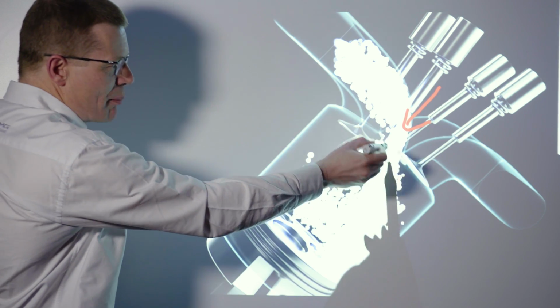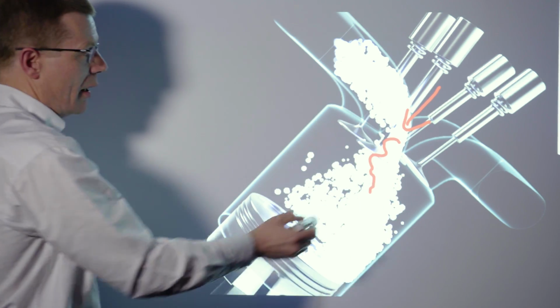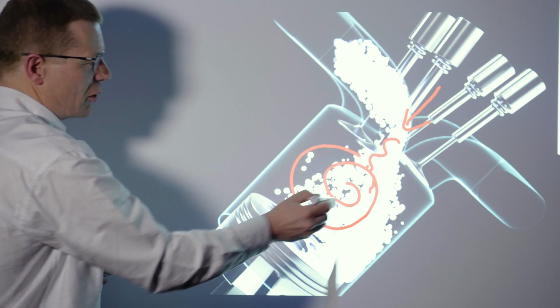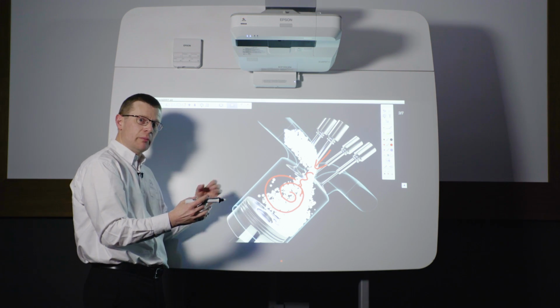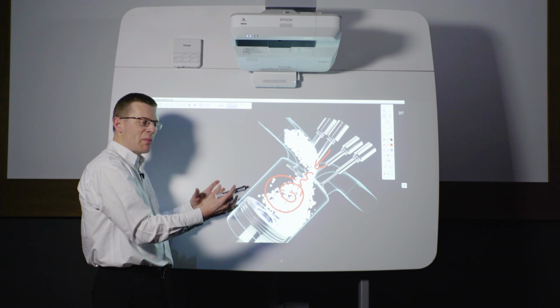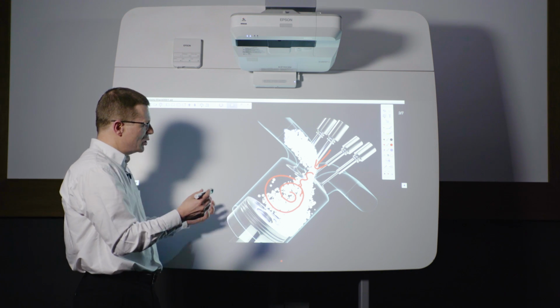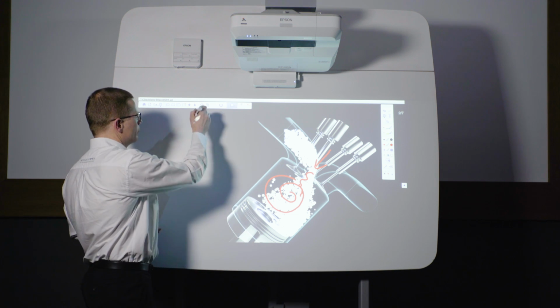Injecting in, atomizing in this initial stage, and then mixing with the air to make sure that we've got a perfect mixture of the air, the oxygen in the air, and the fuel atomized, ready for combustion, which happens as the piston comes up.